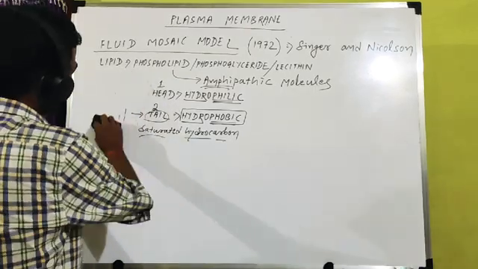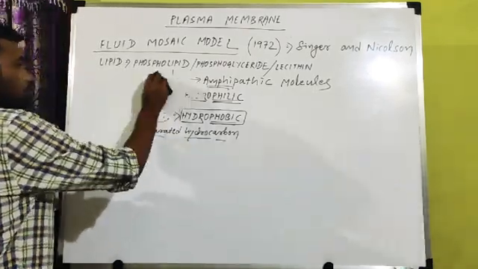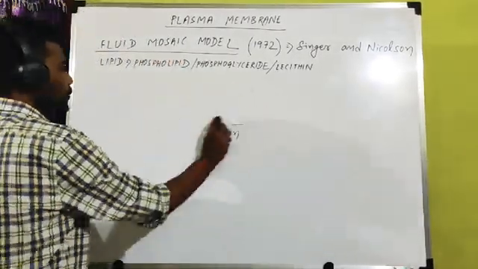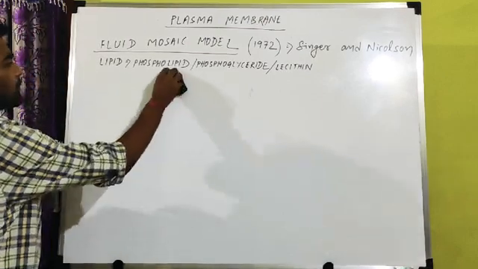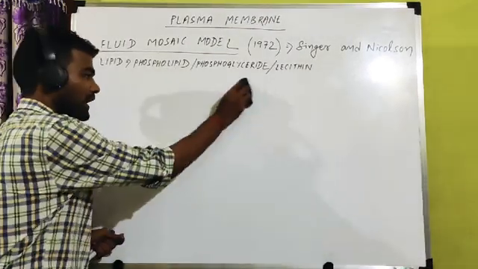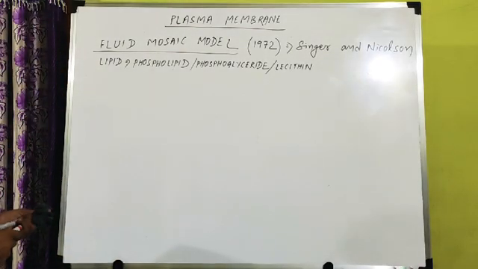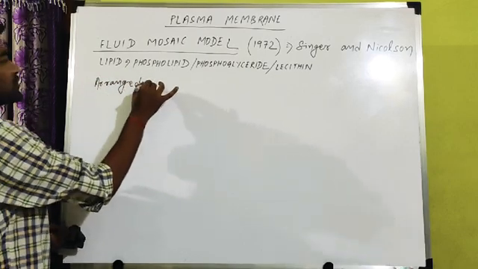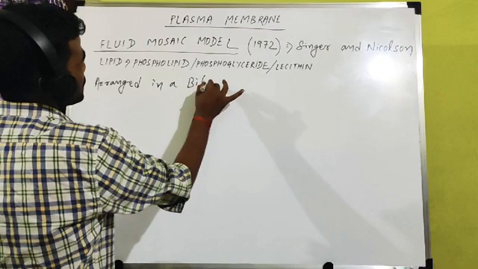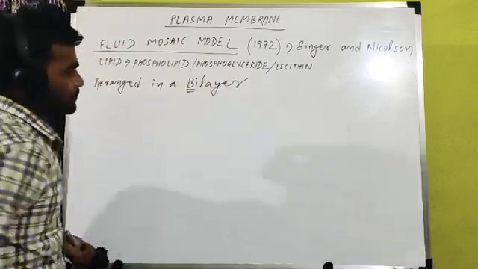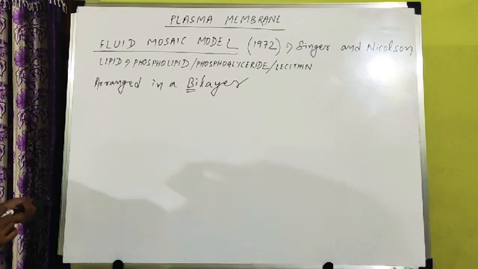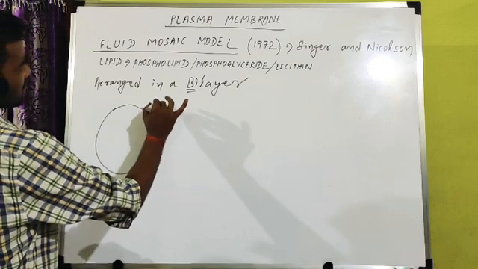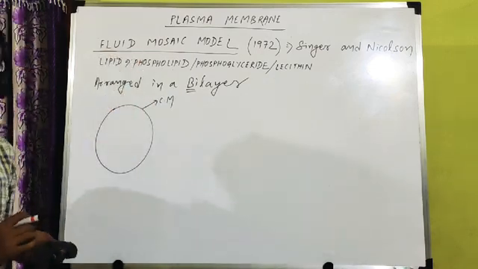So now come to the detailed structure, how these phospholipids are arranged in the cell membrane. If you look at the cell membrane, the phospholipids are arranged in a bilayer. Bi means two. Bilayer means double layer. If you look at a cell, this is the cell, any cell, an animal cell. The outer covering is the cell membrane or plasma membrane.